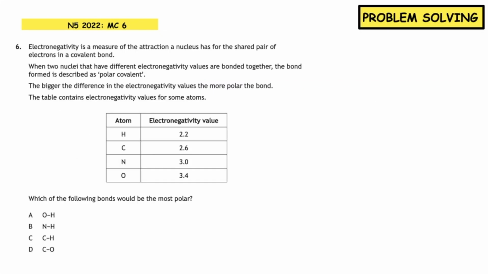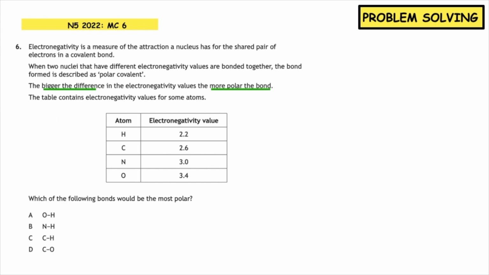Multiple choice 6 is a problem solving question. Electronegativity is a measure of the attraction a nucleus has for the shared pair of electrons in a covalent bond. When 2 nuclei that have different electronegativity values are bonded together, the bond formed is described as polar covalent. The bigger the difference in the electronegativity values, the more polar the bond.